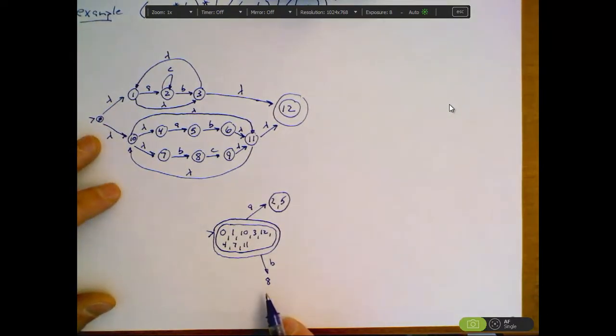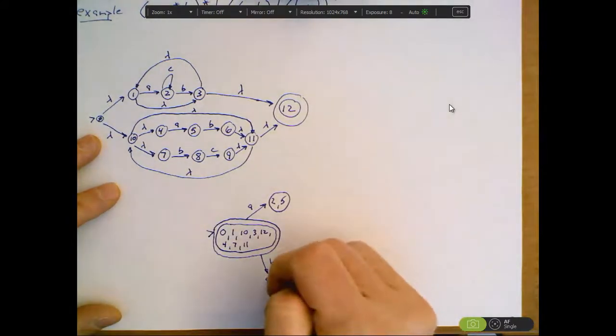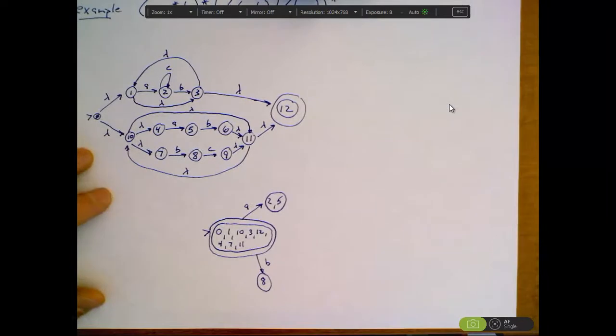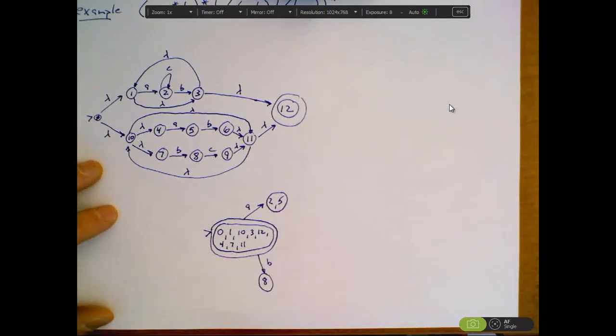I've got to do the same thing about 8. Right, I got down here on an 8 on a B, but there are no lambda arcs out of 8. So in fact, 8 is going to be a state by itself, and 8 is not a final state in the original machine, so it will not be a final state in the new machine.